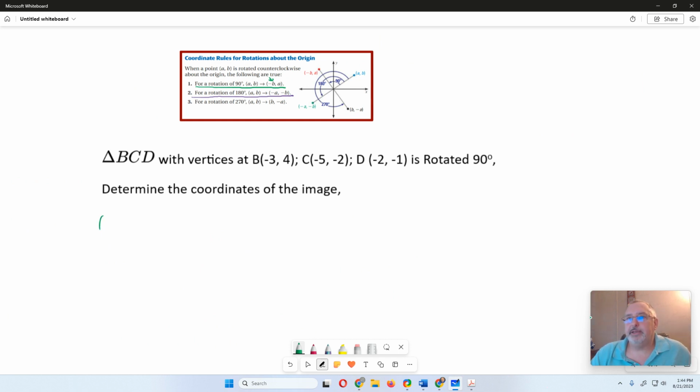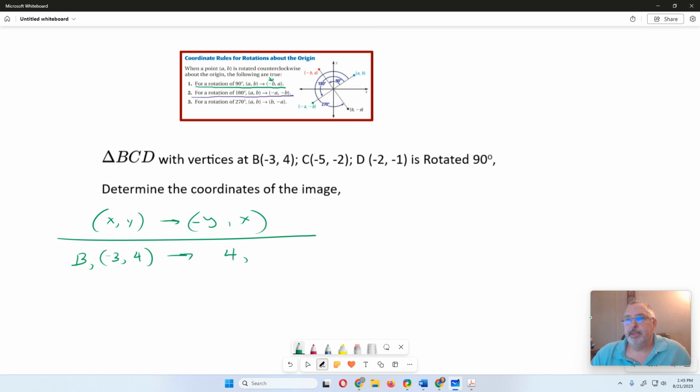Let's do our rule first. I about skipped our rule. Our rule is that we take (x, y), swap x and y so it'll be (y, x), and then take the sign for y and make it its opposite. So let's see how this looks. We've got B at (-3, 4). We apply our rule, so we'll swap them, 4, and then -3. We apply the opposite to the first term, the y term, and that'll give me a new coordinate at (-4, -3).